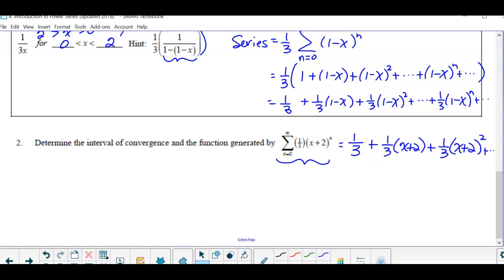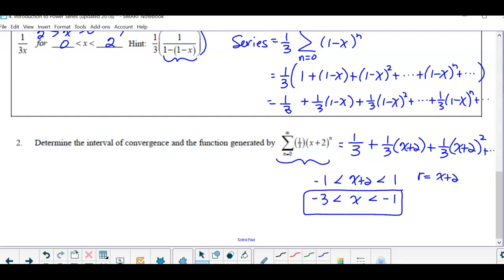So our common ratio here is x plus 2. That'll be less than 1, greater than negative 1. So we subtract 2 from both sides, and we get that R equals x plus 2. And then this is your interval of convergence.